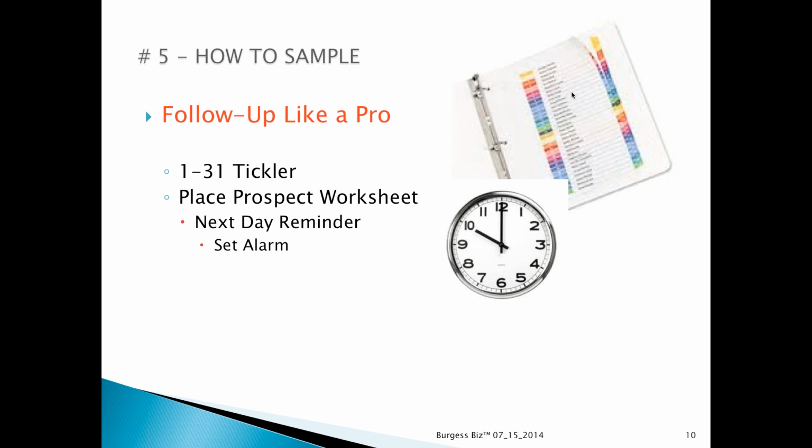You have that 1 through 31 tickler in the back of your biz binder. There's a picture of it. And you place that prospect worksheet on the next time that you're going to remind them and set the alarm. You'll see 10 o'clock here. That is the mid-morning time, best time to take your V3. So I always set an alarm in my phone so I remember to contact them. There again, if today is the 10th and you need to follow up on the 11th, you put it under the number 11. It's a very simple strategy. I love a binder because it can go with you anywhere that you are.